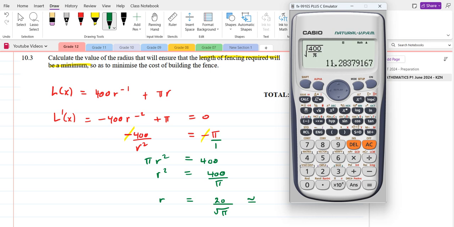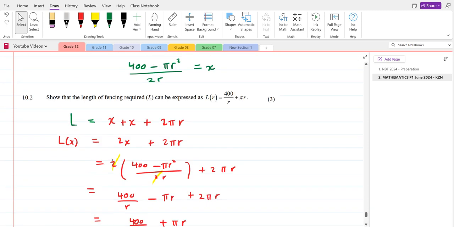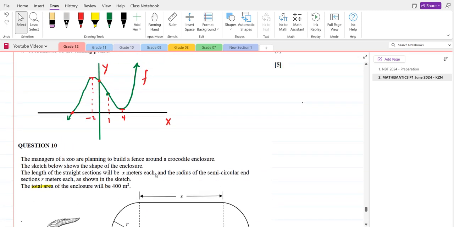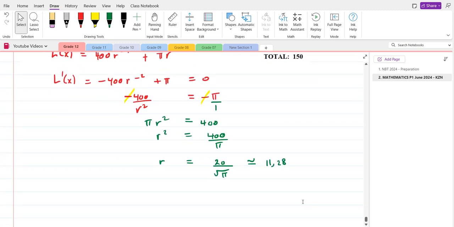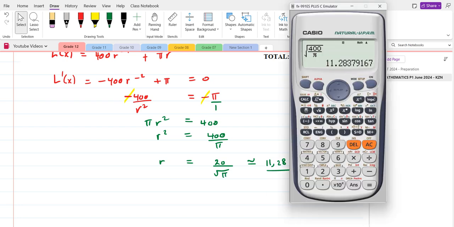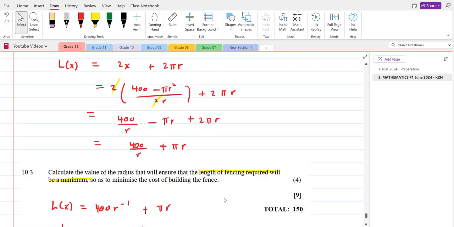I'm getting an answer of 11.28. 11.28 what? What was the radius in? Meters. So 11.28 meters. That's my answer. Let's check: is 20 over root pi the same thing? 20 over square root of pi. Yes, 11.28 meters. I hope you understand, guys, and I hope you went through the entire problem here with me.